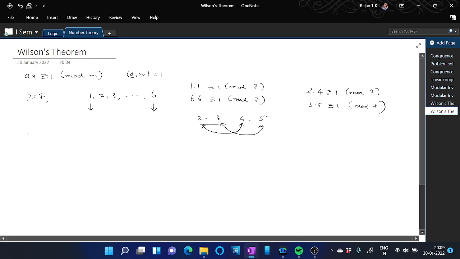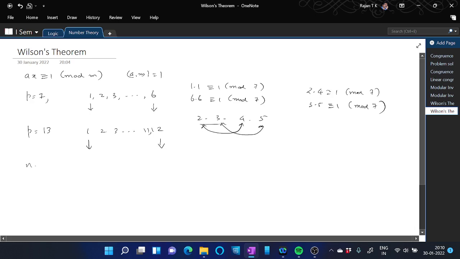and 1 and 6 are self-invertible. If you take any other prime number, say for example p is equal to 13, then also you can see that the residues modulo 13, 1, 2, 3, etc. up to 12 are such that 1 and 12 are self-invertible, and from 2 to 11 you can pair such a way that in each pair, one of them is the inverse of the other.